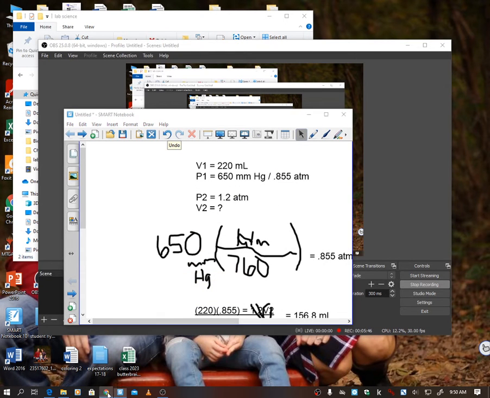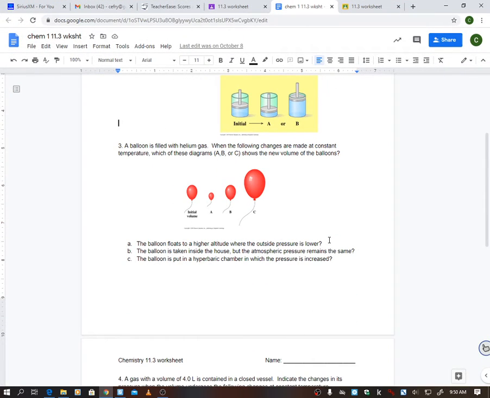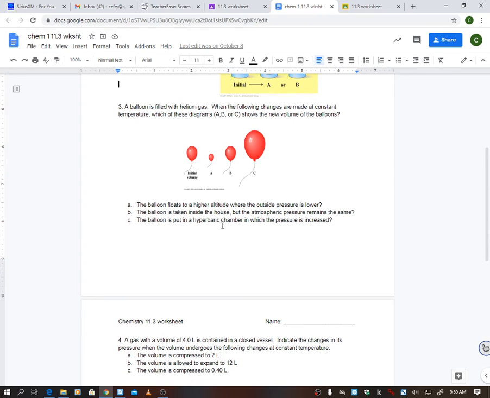Okay, let's go back to the worksheet. On number 3, they just want to know what your balloon is going to look like after this happens. Here's my initial balloon. A says the balloon floats to a higher altitude where the outside pressure is lower. If pressure is lower, volume is bigger, so it's going to look like C. B, the balloon is taken inside the house, but the atmospheric pressure remains the same, so everything remains the same, and my balloon is going to be B. And C, the balloon is put in a hyperbaric chamber in which the pressure is increased. If pressure increases, volume decreases, so it's going to look like A.